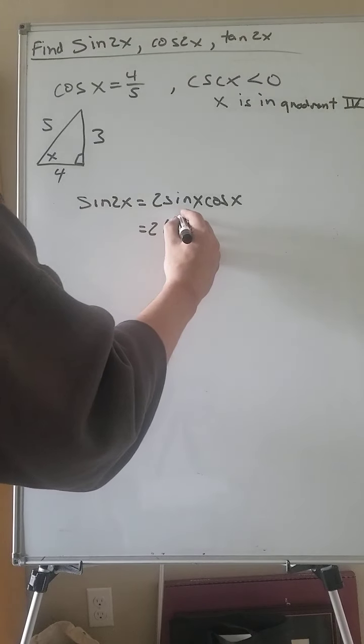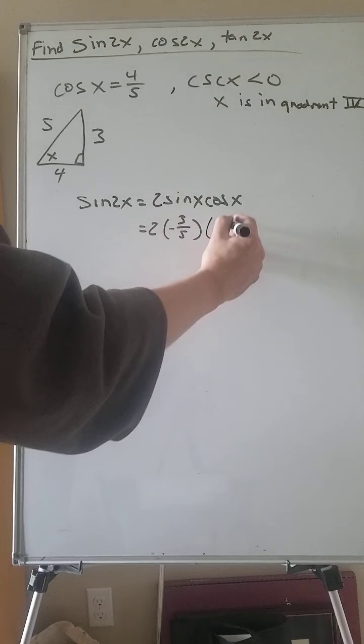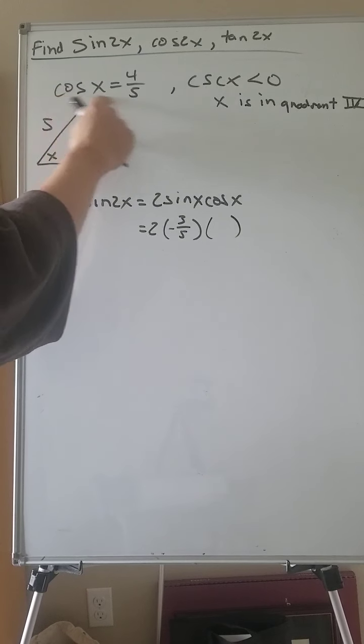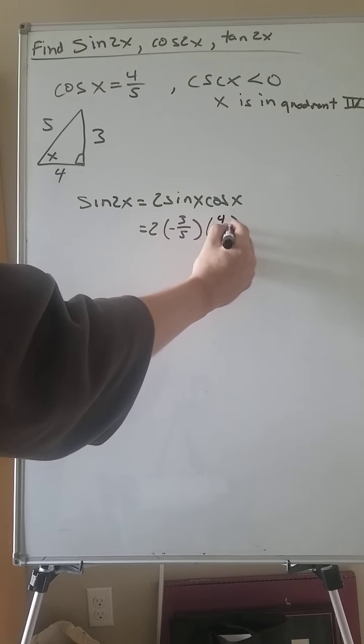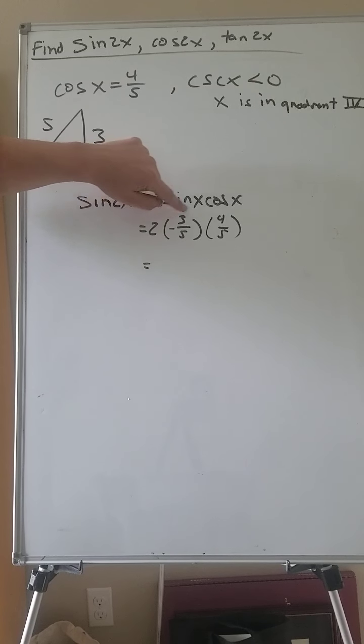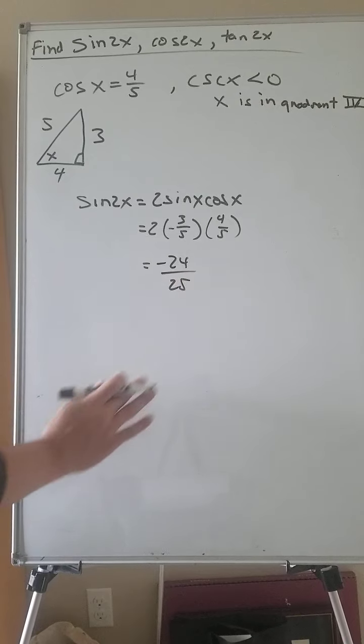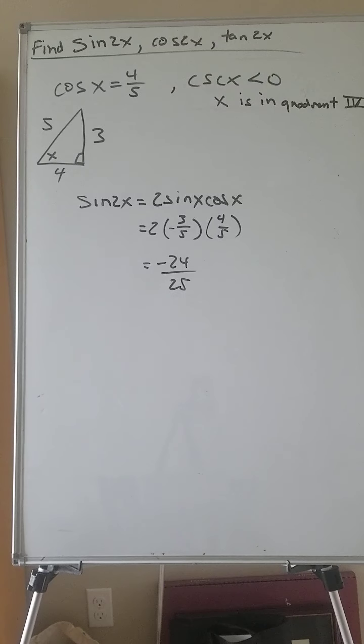But you've got to be careful here. X is in quadrant 4, and in quadrant 4, sine is negative. So don't forget your negative sign here. And then cosine of x, I can either look at my triangle, or I can understand that they gave me cosine of x is 4 over 5. So if I simplify this, I get 2 times negative 3 is negative 6, times 4 is negative 24. So I have negative 24 over 25. That's what sine of 2x equals.